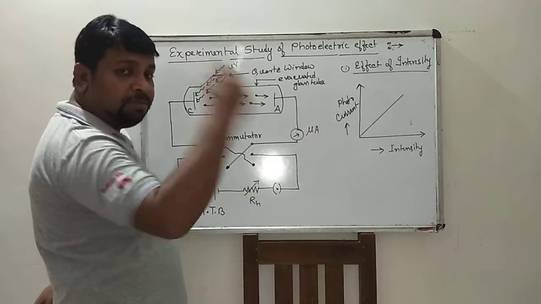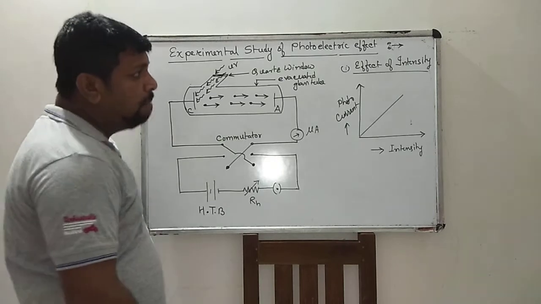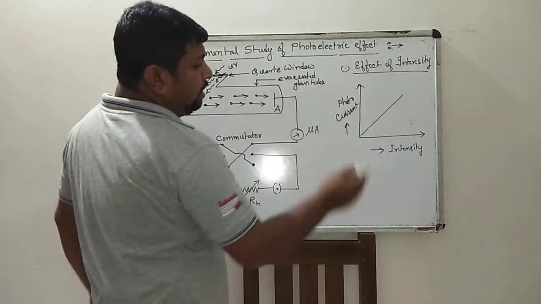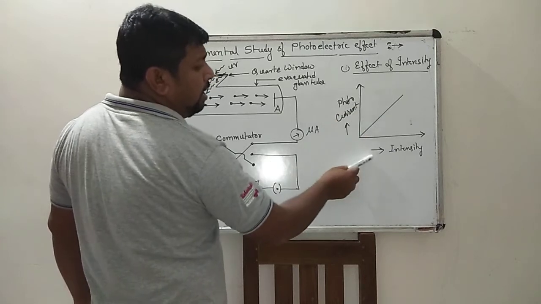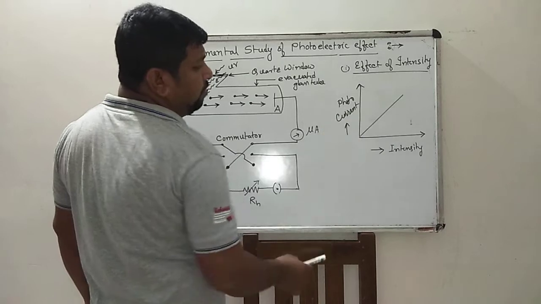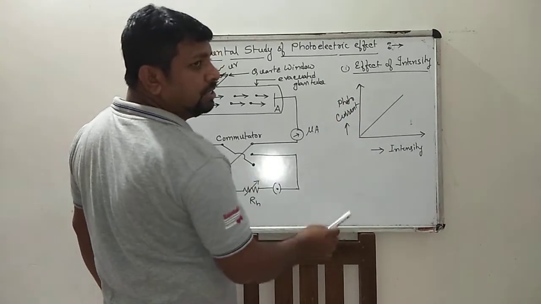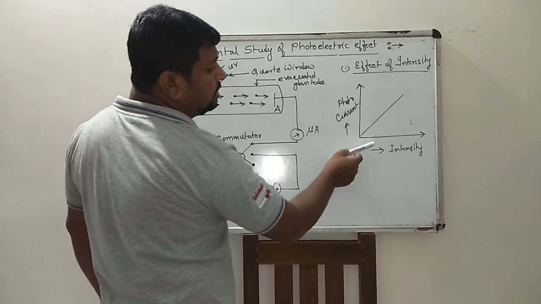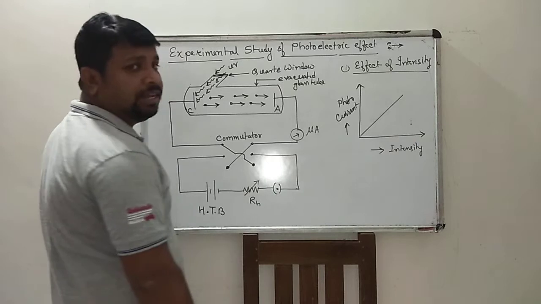So if the number of photoelectrons is increased, then the current is increased. Therefore, how is intensity affected? Due to the intensity effect on current, if we draw a graph between intensity and photocurrent, if the intensity is increased, then the amount of photocurrent is increased. That means the photocurrent is directly proportional to the intensity of the incident radiation.